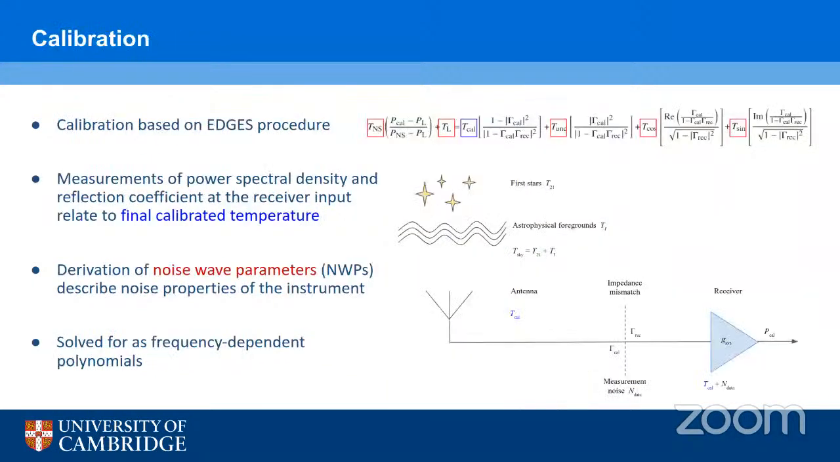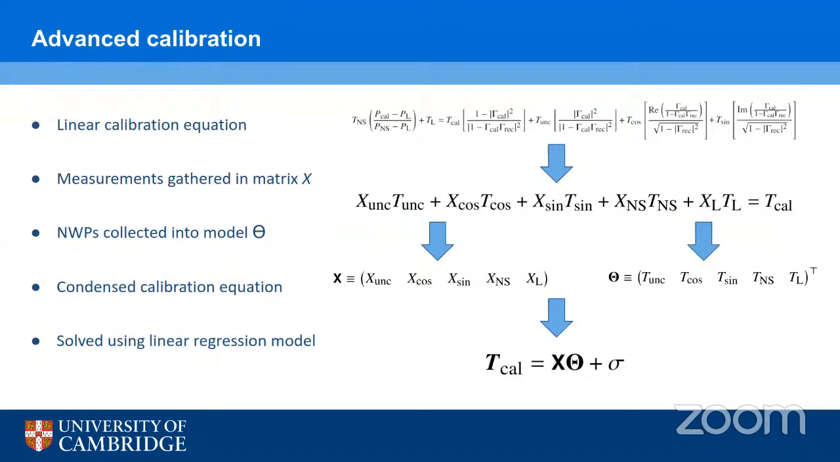But how exactly does our calibration procedure work? It is based on the EDGES procedure, in which measurements of the power spectral density, reflection coefficient, and temperature at the receiver input, shown here, would be related to a final calibrated temperature, shown here in a blue box in this equation, through the derivation of noise wave parameters, shown in red, that would describe the noise properties of the instrument. And these noise wave parameters would be solved for as frequency-dependent polynomials. Taking a closer look at the equation, we see that each block isn't squared or to a higher order term.